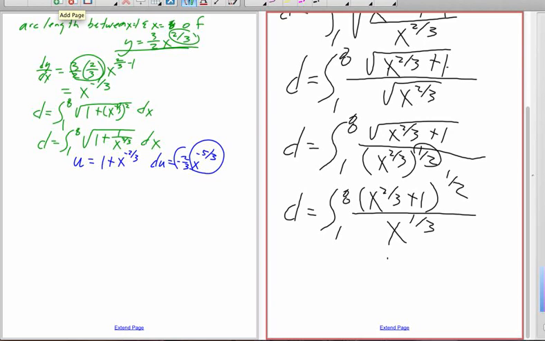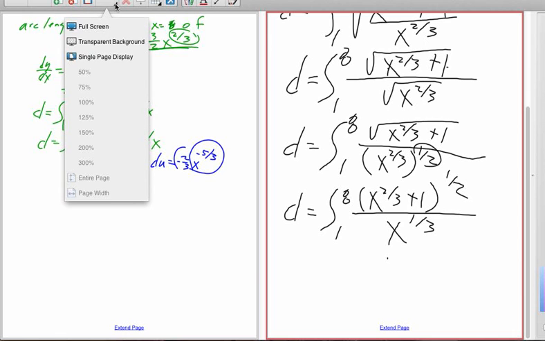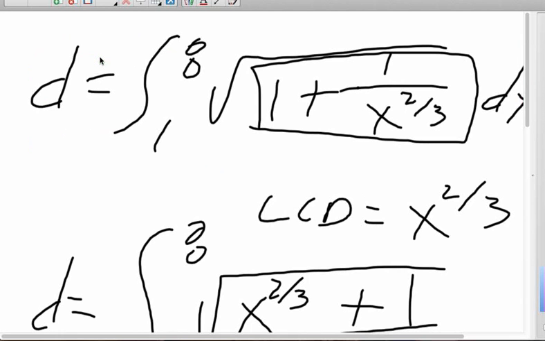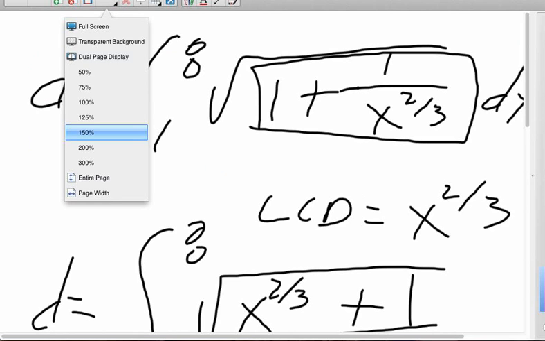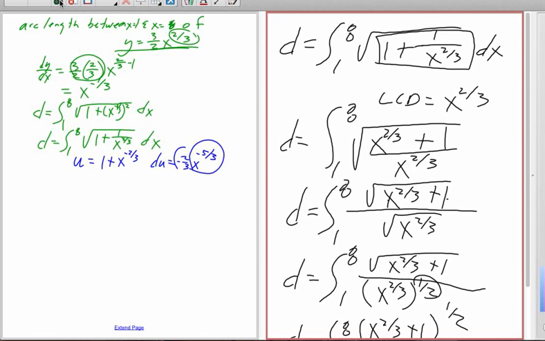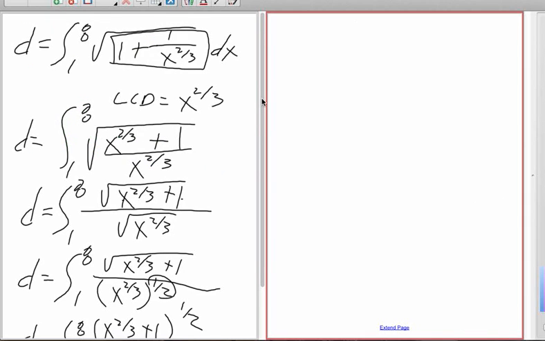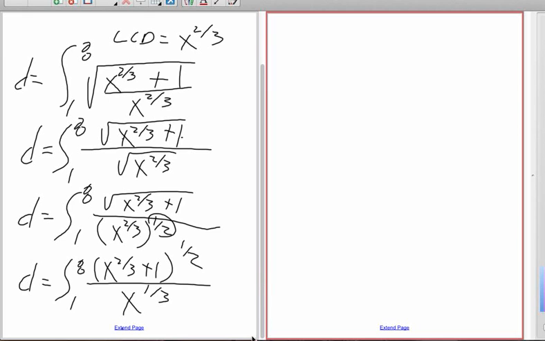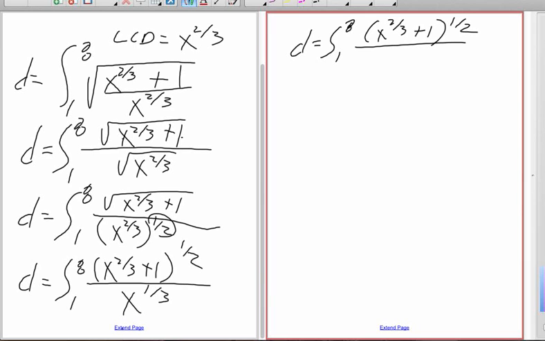Well, we don't really know yet, but remember I went in and said we were looking for a u sub. So let's see now. We did not have one in the form we had before, rats. Let's see if we've got one in this form. So here we go. Here is my equation that I've got. So I've got d will be equal to the integral from 1 to 8 of x to the 2/3 plus 1 to the 1/2 dx over x to the 1/3.